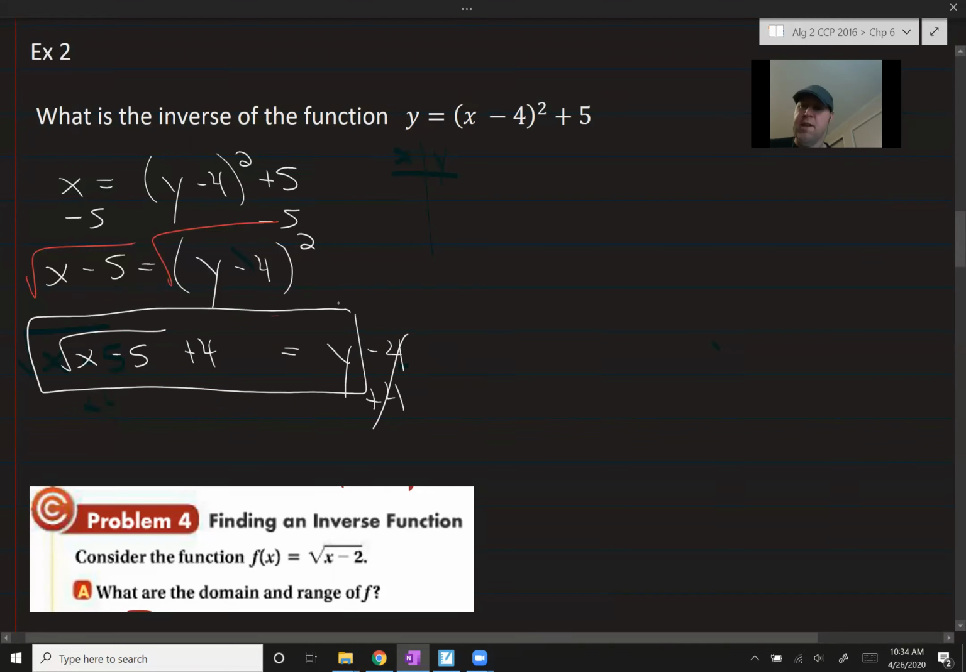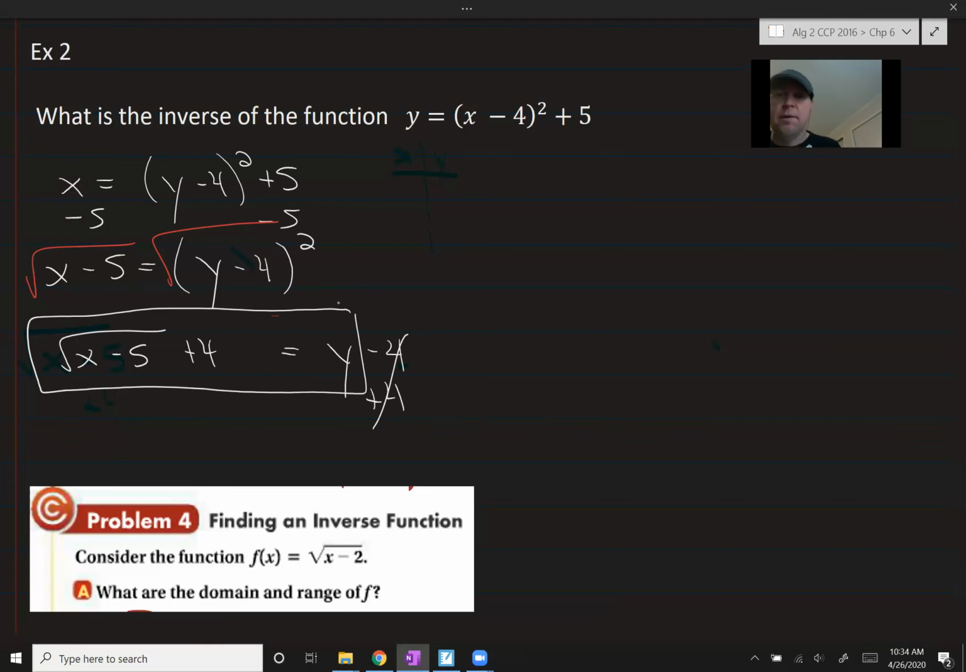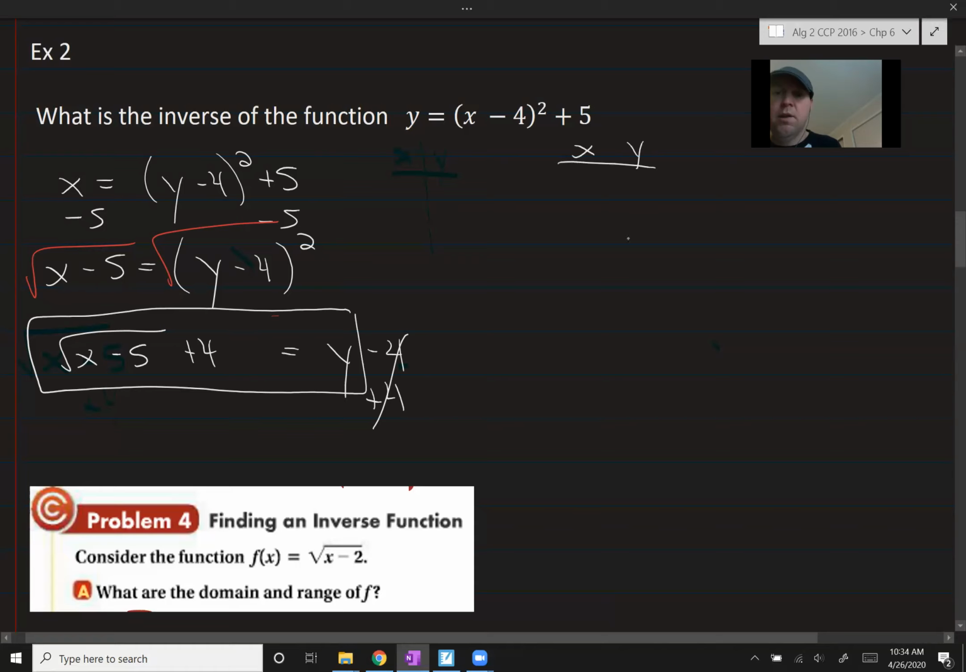Wait, do you really think these are inverses? Or am I just making stuff up? Well, let's prove it real quick, like 0, 1. That's all I'm going to do. Okay, so let's plug in 0 to this original equation. So I got 0. What's negative 4 squared? That's 16. What's 16 plus 5? 21. Man, that was not as easy as I thought it was going to be.